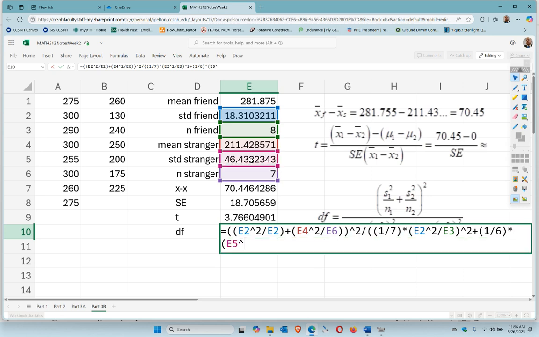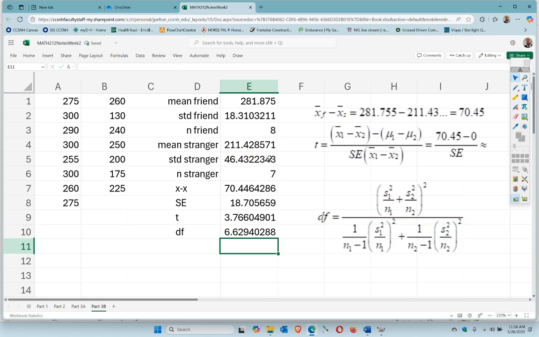Standard deviation squared divided by 7, and then square that, and close paren. All right, where did I mess up here? I used E4 somewhere. Where's E4? I don't see E4, but why is it lit up? Oh, it's right there. That should have been E5, right? Because we're using standard deviations and means. I must have clicked the wrong one by accident there.